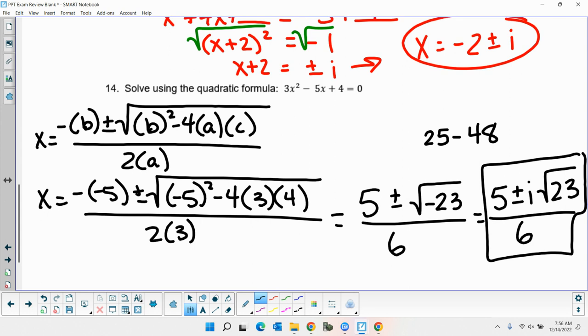Again, you have the note card. You should put that on there so you have it down correctly. Questions on those 4 problems we just did? 11, 12, 13, 14. Okay. 15.